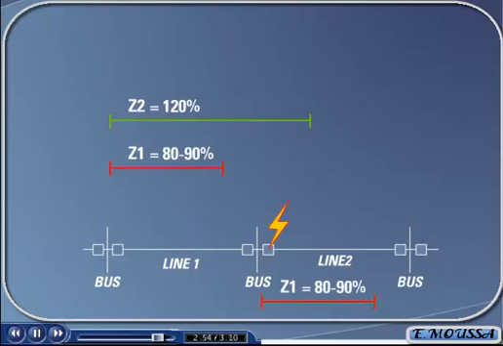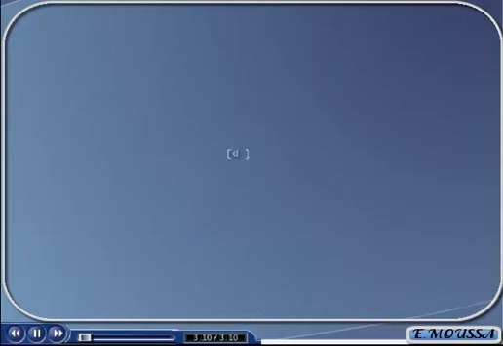The disadvantage of the Zone 1 extension scheme is that external faults within the extended Zone 1 reach of the relay trip the breaker instantaneously, even if that breaker did not need to be tripped. This needless tripping increases the amount of breaker maintenance needed and causes a needless loss of power supply to some customers.